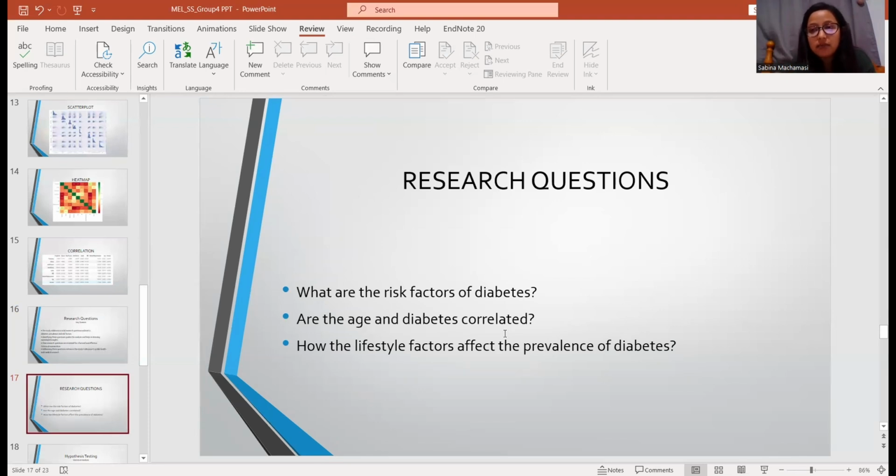This presentation is based on a few research questions. The first is, what are the risk factors of diabetes? As we have discussed here, various factors like age, pregnancy, BMI, and skin thickness, what are the most important risk factors of diabetes? The second question is, are age and diabetes correlated? And the final question is, how do lifestyle factors such as BMI, body mass index, and obesity of the body affect the prevalence of diabetes? These research questions are solved by hypothesis testing and its results.